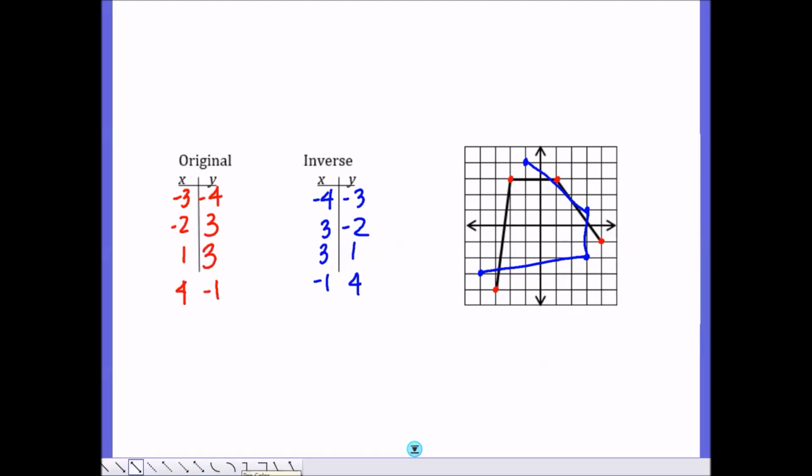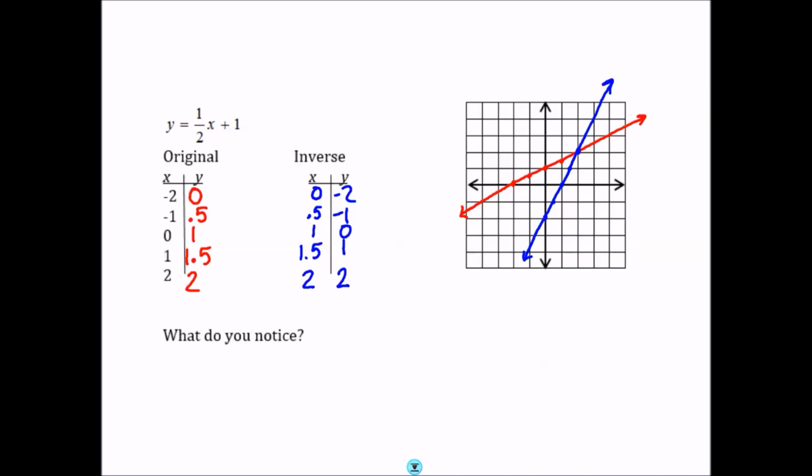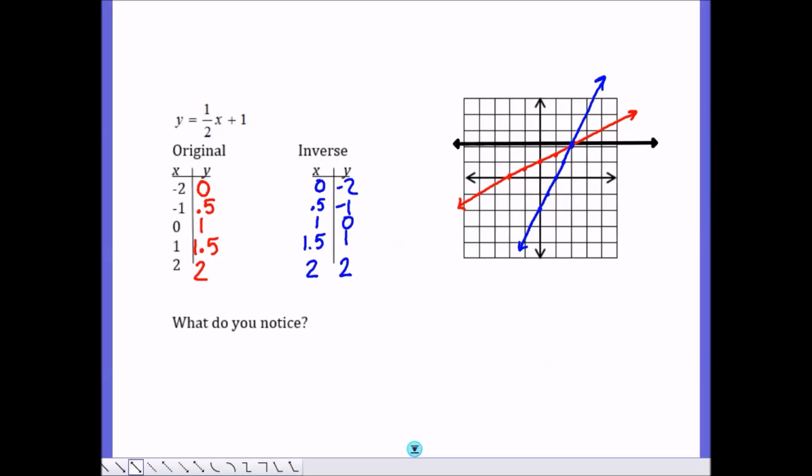If I draw a horizontal line, I can see that this horizontal line crosses my original function in two places, which means that its inverse will not be a function, which is what we already determined. Looking at this second graph, if I draw a horizontal line, no matter where I draw my horizontal line, it will never intersect the original graph, which is the red line, in more than one place, which means that the inverse will be a function.